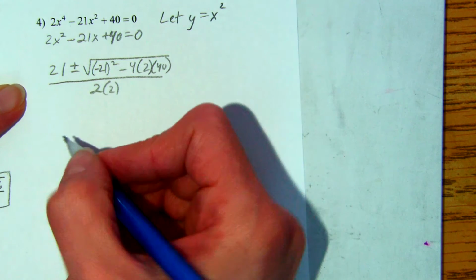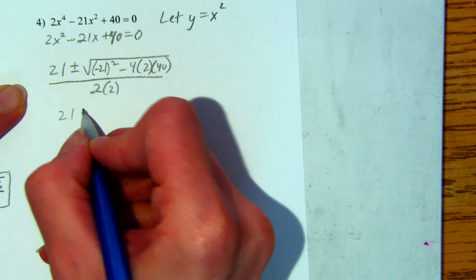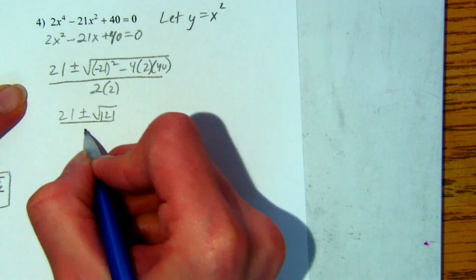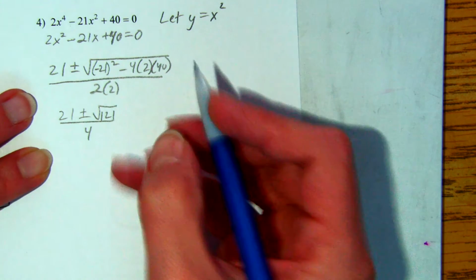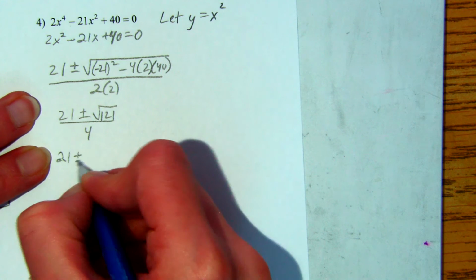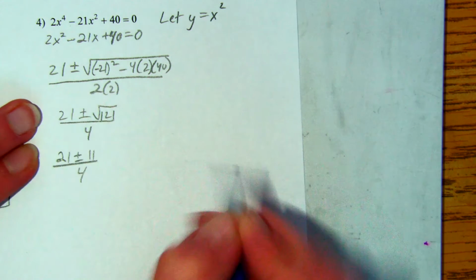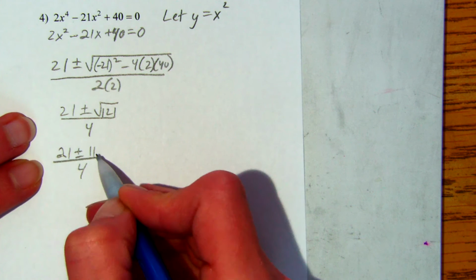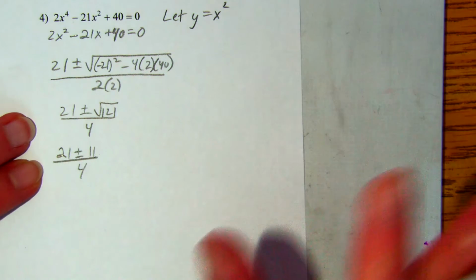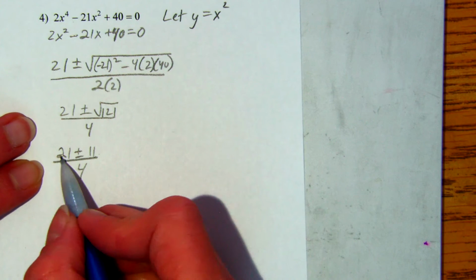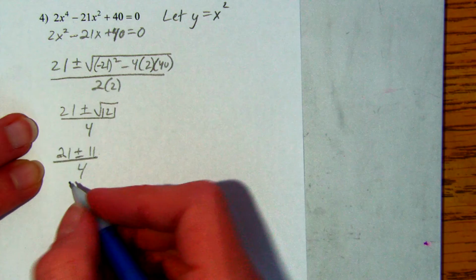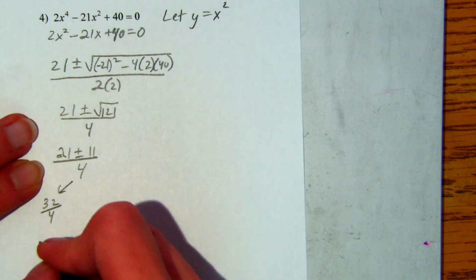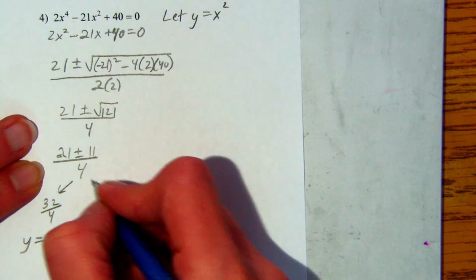So if you do the math underneath the radical, you will have the square root of 121. So that happens to be 11. So 21 plus or minus 11 over 4. I think, if I remember correctly, last year I made this so that a lot of these did come out whole numbers here, just to make the rest of this a little easier. So if I add 21 and 11 together, I get 32, which divided by 4 would just be 8. So y would equal 8 for the first part.